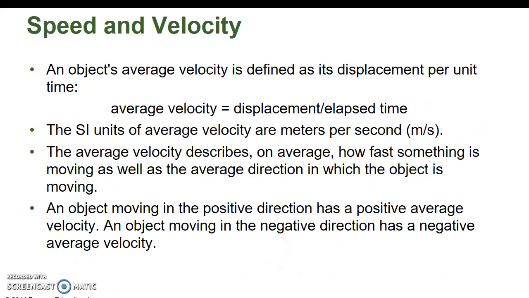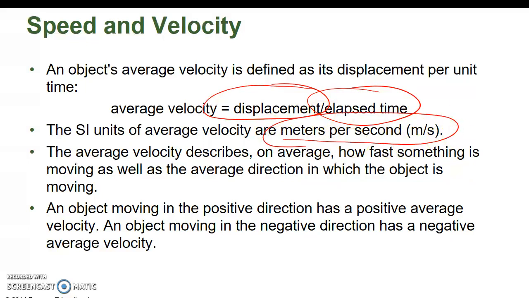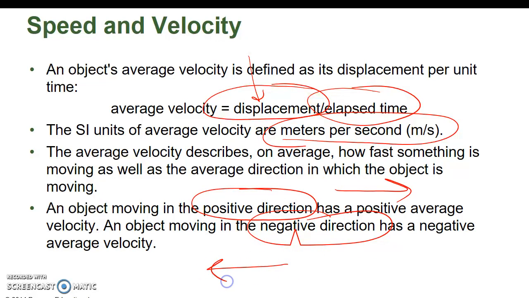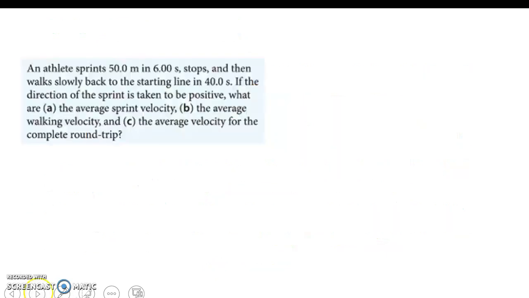Average velocity. So the difference between velocity and speed is velocity is based off of displacement in time, which means velocity is also in meters per second. But velocity, being a vector, always gives us a direction because it deals with displacement, which also is another vector. So it's how fast something is moving and the average direction in which the object is moving. If it's moving in the positive direction, so to the right, it has a positive velocity. If it's a negative direction to the left, it's going to have a negative average velocity.